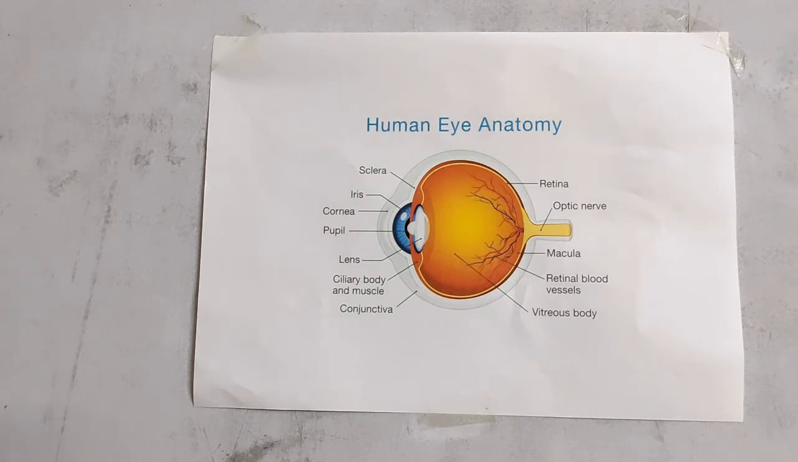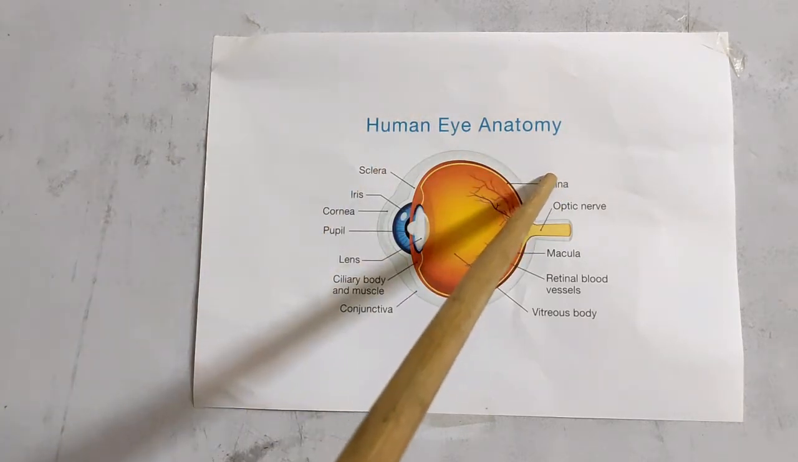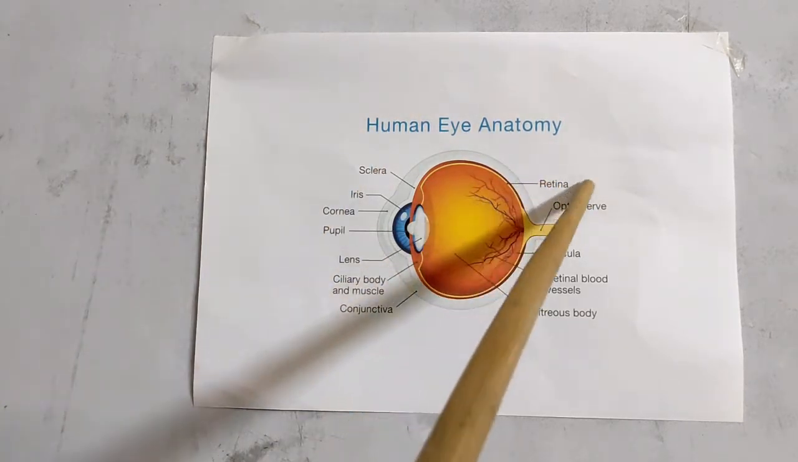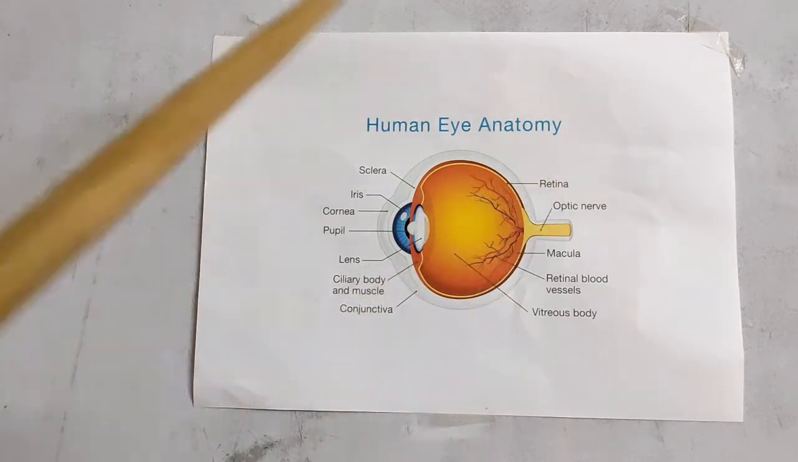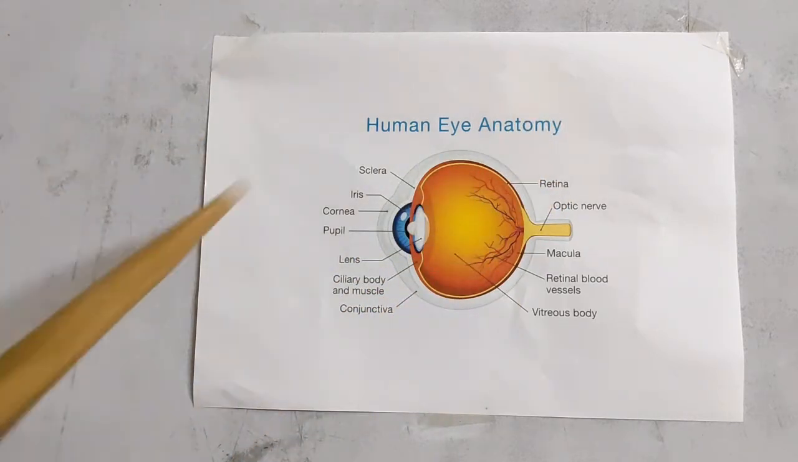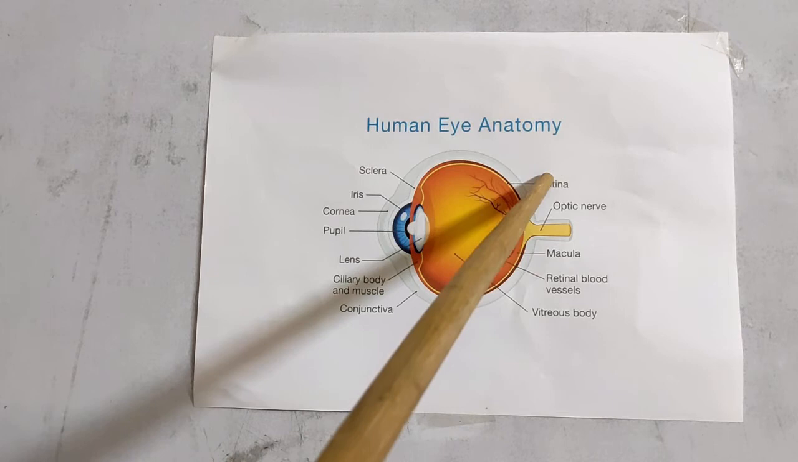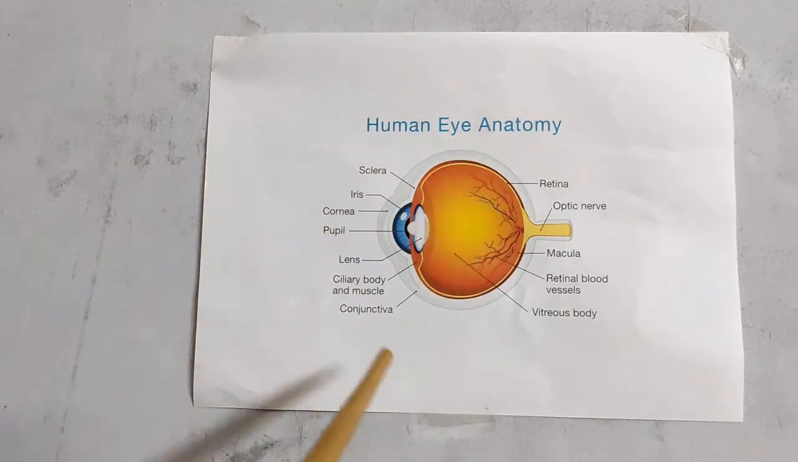Vitreous humor: the space between the lens and the retina is filled with a gel-like substance, which is called the vitreous humor, right? Then let's go back to the retina again here. Now this retina has some sensors. What are the sensors? The retina has two sensors. One is rods and the other is cones. Now what are the functions of rods and cones?